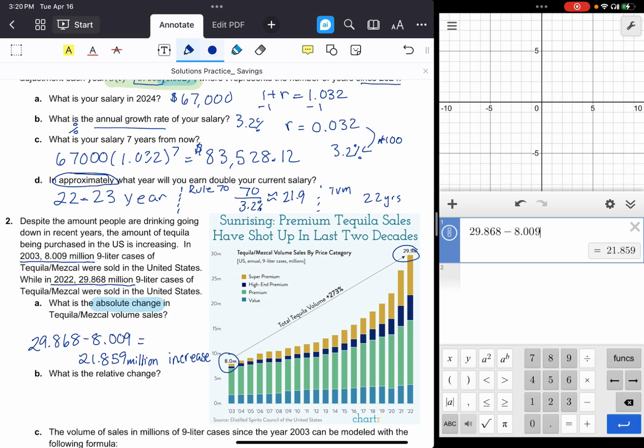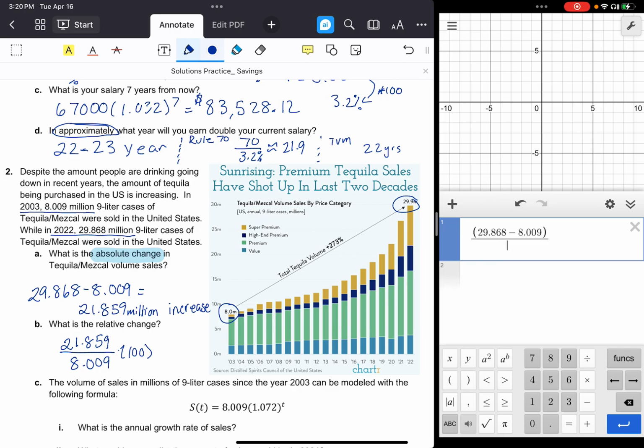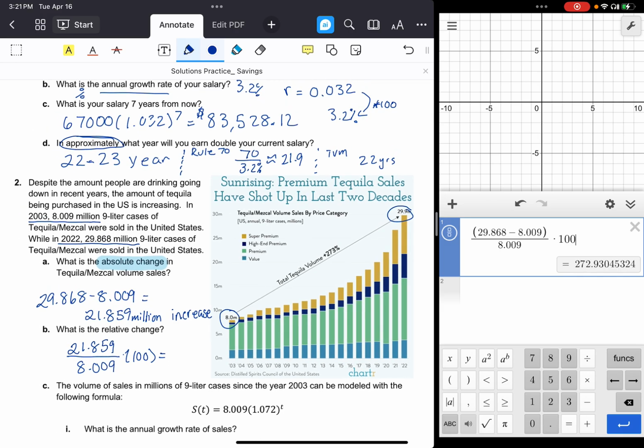Now, the next question is asking us for the relative change. So the relative change takes our absolute change and then divides it by the original value to sort of get the percent change in the growth over that time period. And then we want to write this always as a percent. So we're going to times it by 100. So what I like to do is I just go over to my calculator and I take the expression I already had and I divide it. And then I times it by 100. And then here's the neat thing. If you round this to the nearest percent, that would come out to 273% increase.